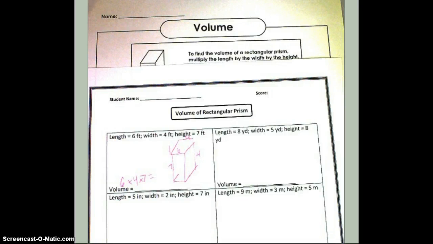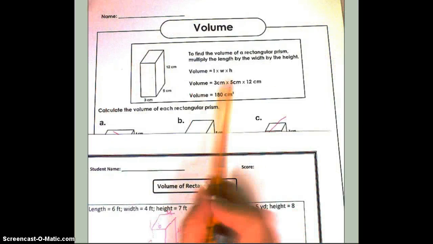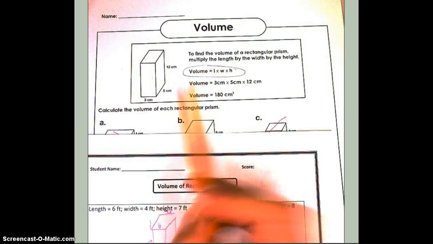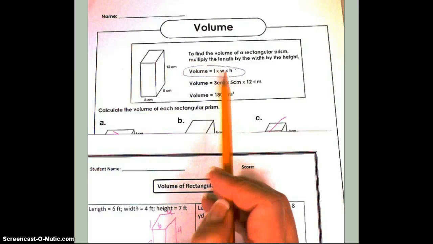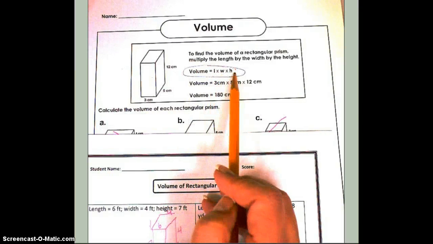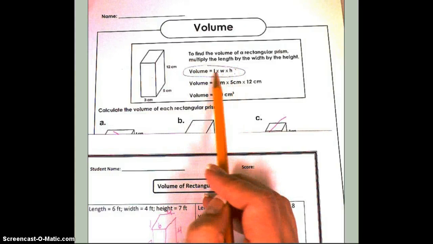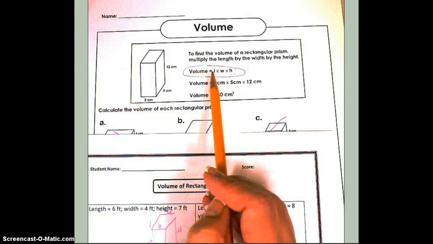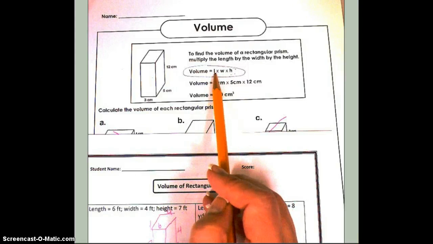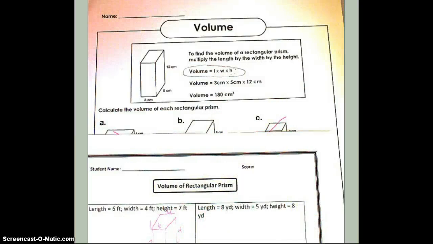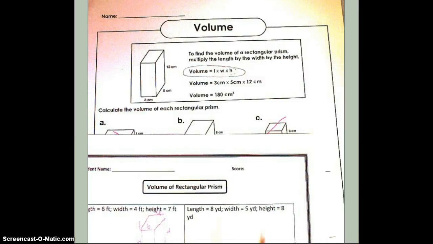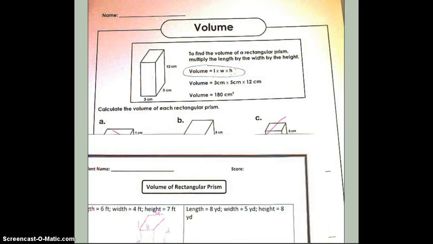Okay, so your homework tonight, kids, I told you to use this top part right here for a little bit of help. That kind of shows you how to figure out the volume. It's length times width times height, just like we practiced in class. I think in class we had it reversed, but remember, with multiplication you can switch it around. So it can be length times height times width. That will still get you the same answer.